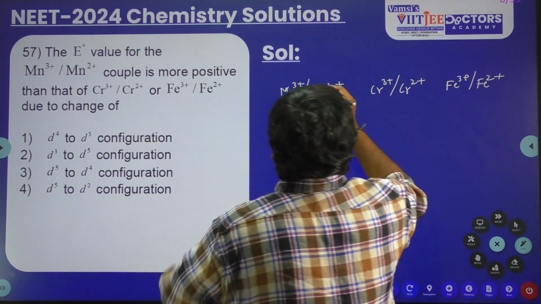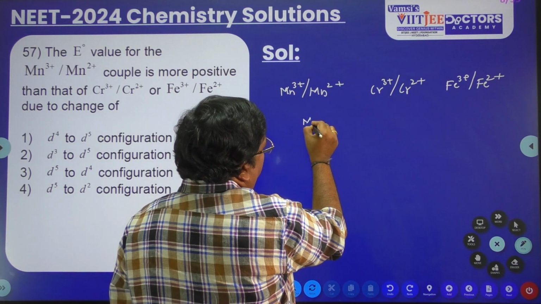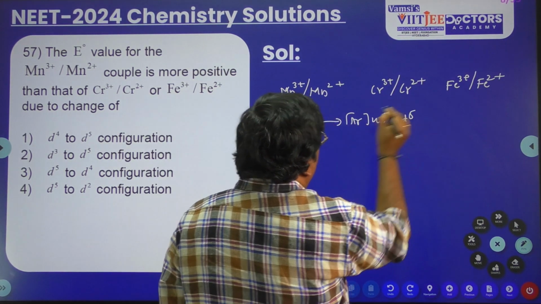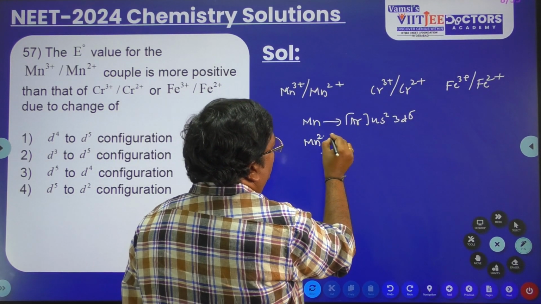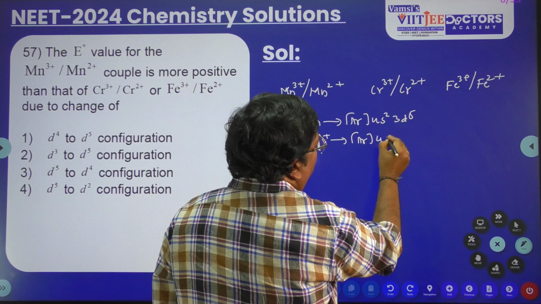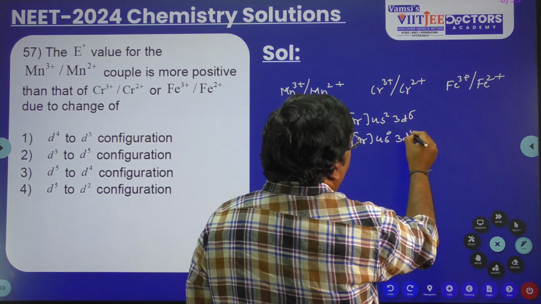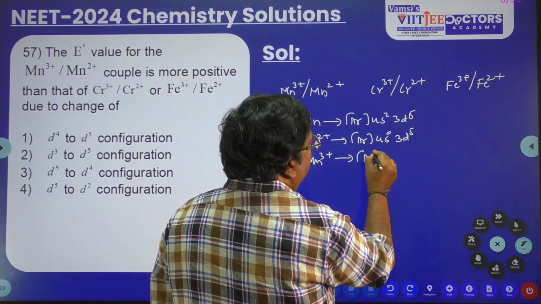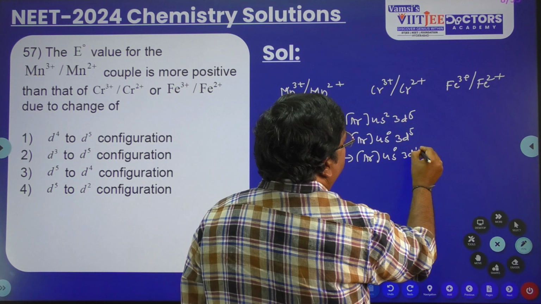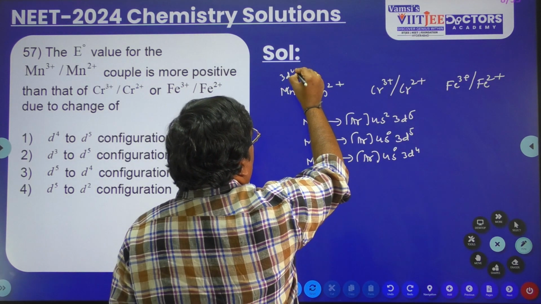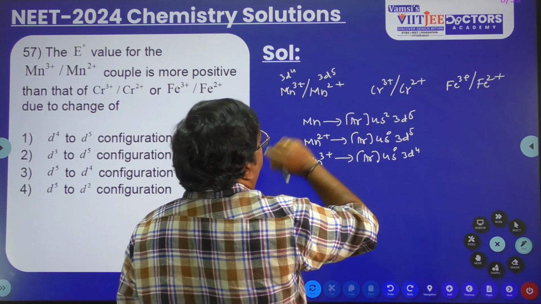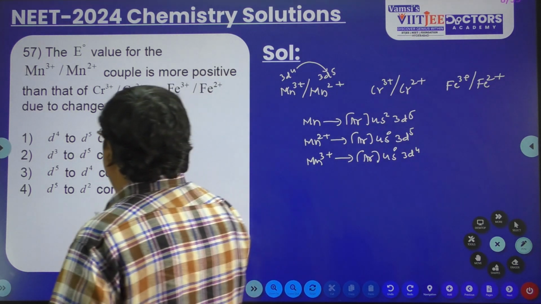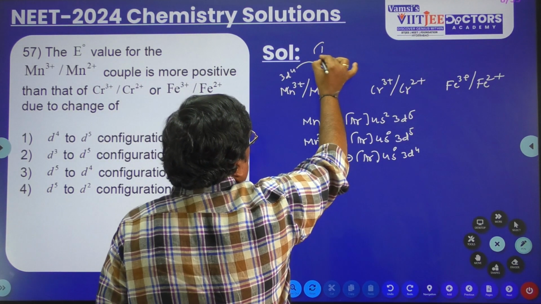So what happens here? If you take the manganese electronic configuration, argon core 4s2 3d5. Mn+2 gives argon core 4s0 3d5, and Mn+3 gives argon core 4s0 3d4. Mn+3 is a d4 configuration and Mn+2 is d5. In the reduction, d4 is converted into d5. Therefore, here the option is 1.